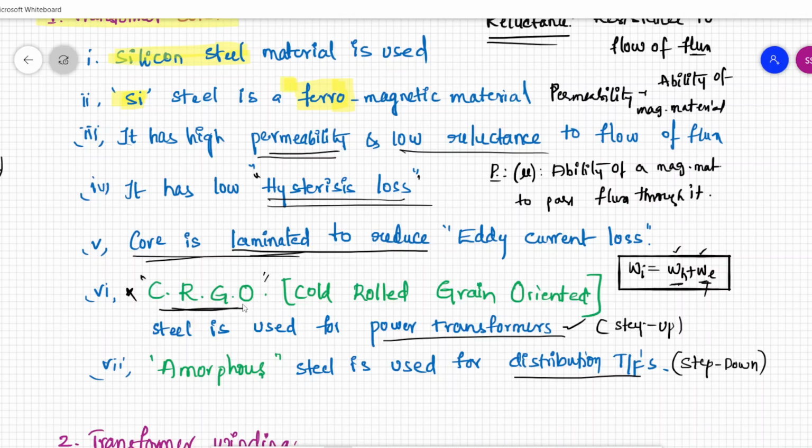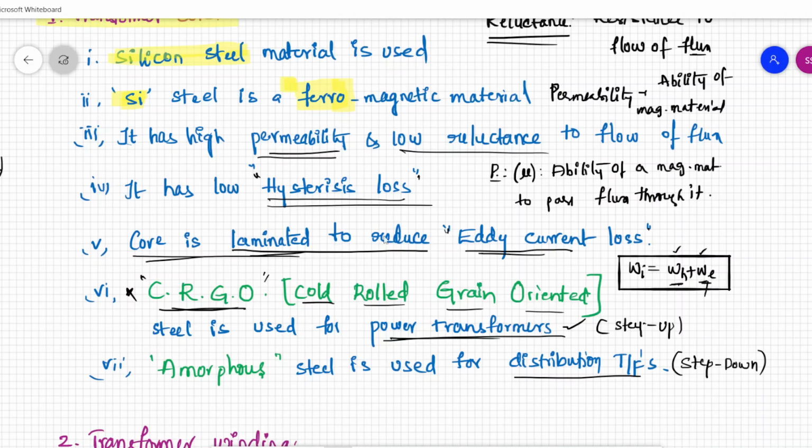This is one of the most important questions generally asked in competitive exams for electrical engineers. For example: the core is laminated to reduce which of the losses: eddy current, hysteresis, iron losses? Eddy current loss is reduced by laminating the core. CRGO is nothing but cold rolled grain oriented steel. By a certain process, we orient the grains in the magnetic material in such a way that the permeability of the core material improves.